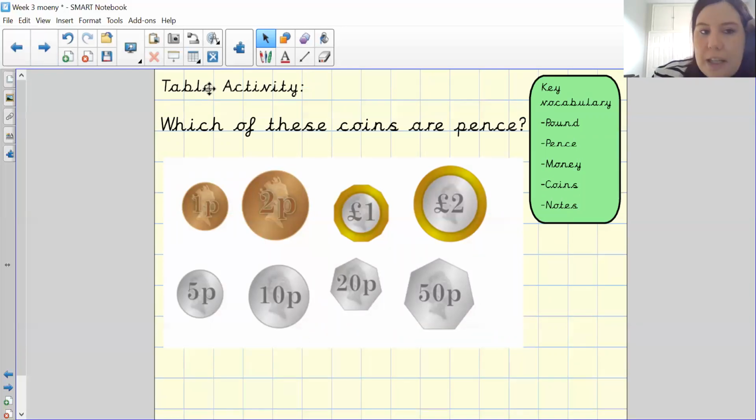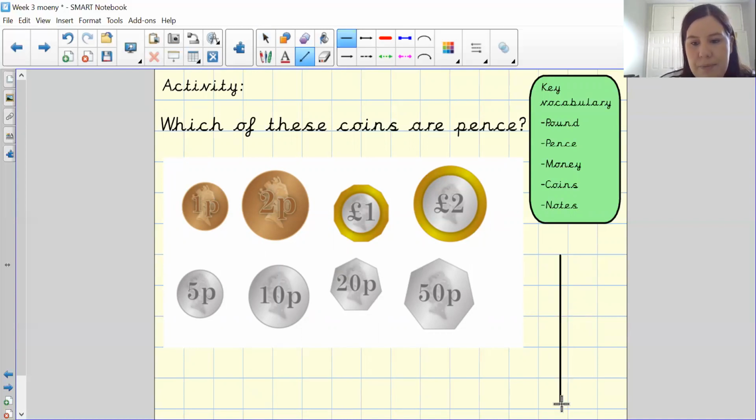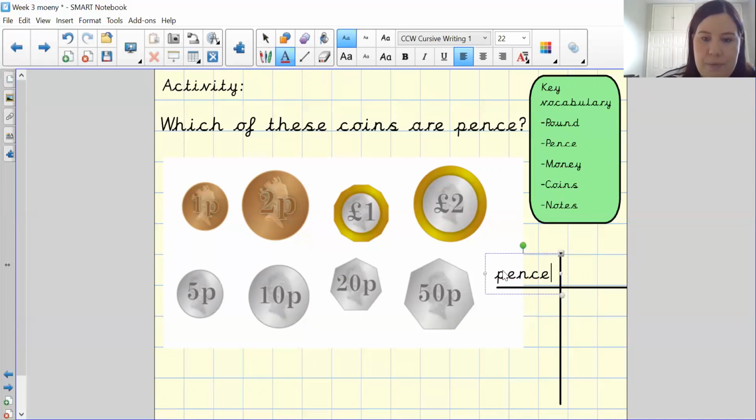So I want you to have a think about this activity. You're not going to be doing it at your table because we don't have the coins with us, but if you do have some of these coin values, it would be wonderful for you to use them now. I want you to have a think about which ones of these are pence. You can draw them on a piece of paper into 2 columns. So you will draw a column like this, and you will write pence. I'm not going to tell you what the other one is. I want you to think about what the other values are, okay? So pause while you do that now, please.